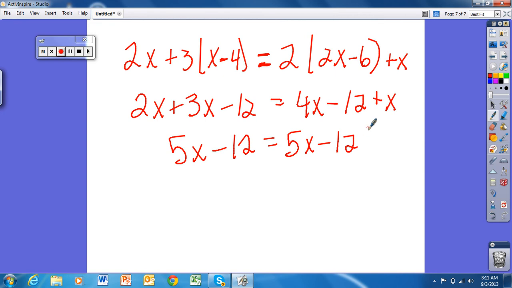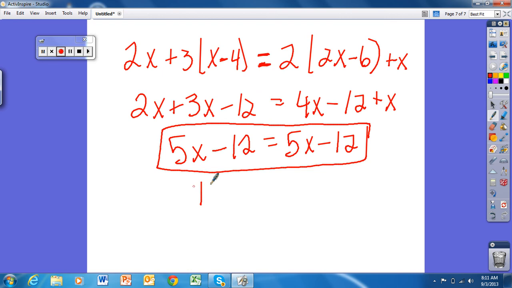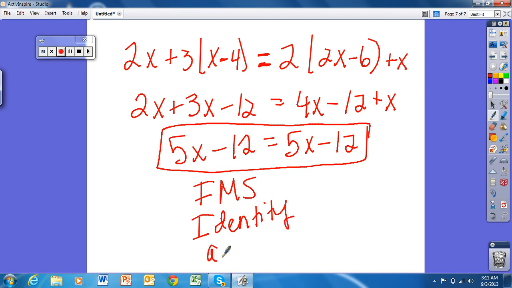I know right now that because 5x minus 12 equals 5x minus 12, this has infinitely many solutions. Or in other words, it's an identity. Or in other words, the answer is all real numbers. Any of these answers would work. It's important that you understand that no matter what you put in for x, it will always be true. Okay, a couple more problems.